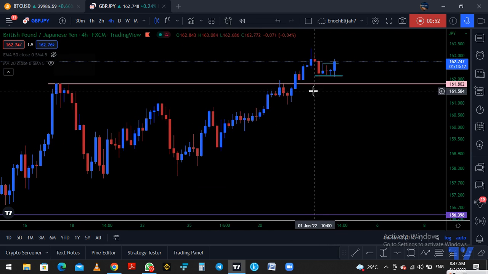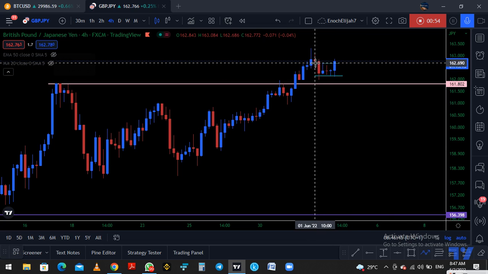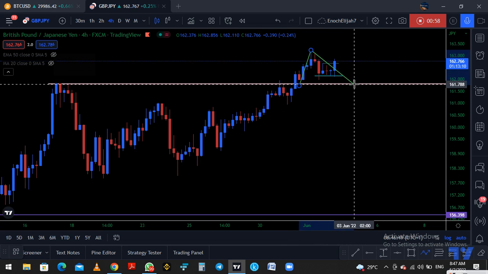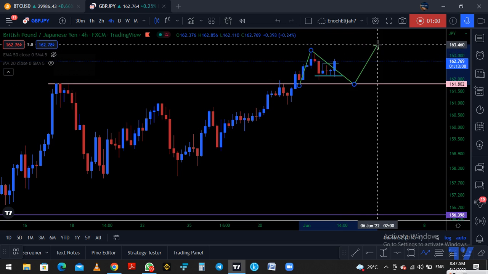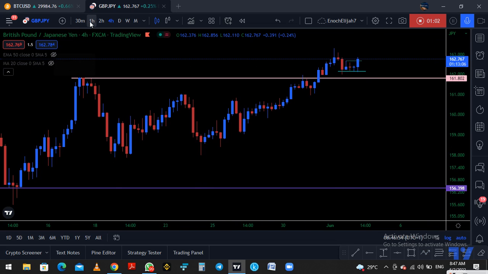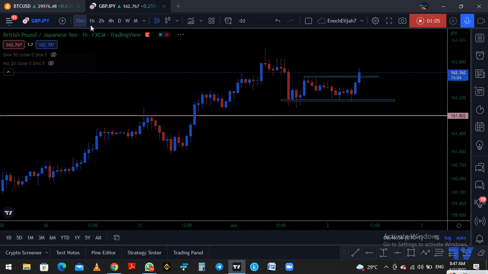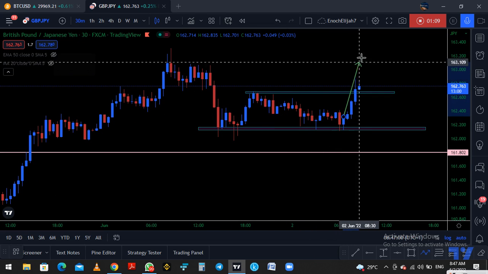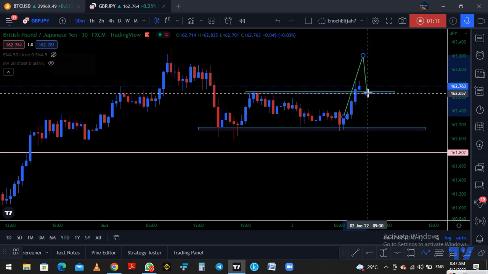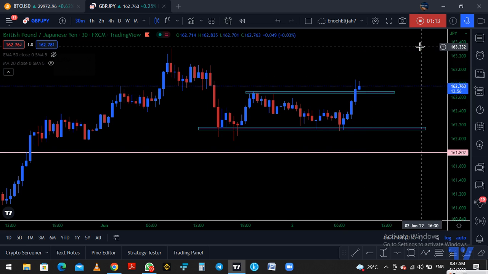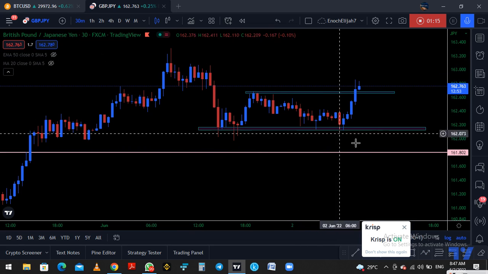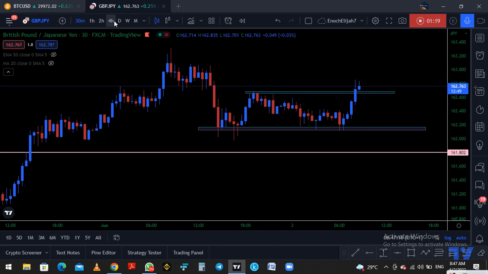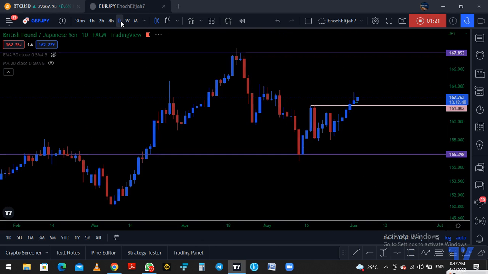I'm looking for a pullback to this level, something like a pullback to this support, and then we go up from there. That did not happen. I'm waiting for a pullback here on the 30 minute time frame to this zone to become a support, and I will take a buy here. Then we go up from there. So let's see how this will go. Let me check on that pair.